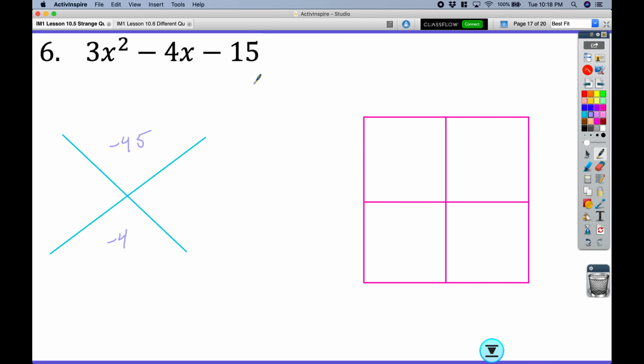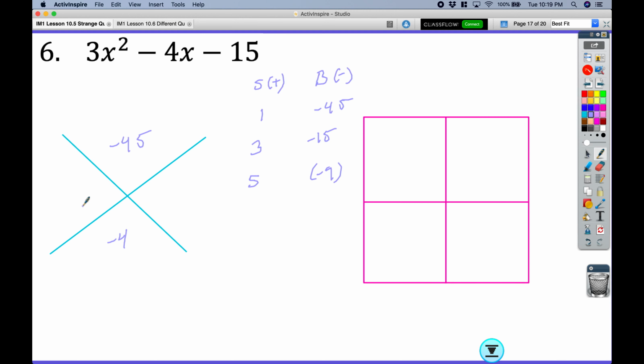So I already know I'm going to have a small number and a big number. And I know the bigger number is going to be negative because when I add the two values, it adds up to negative 4. So I got 1 and negative 45. I got 3 and negative 15. Let's see. Oh, and then I got 5 and -9. You're like, oh, there's my factors right there.